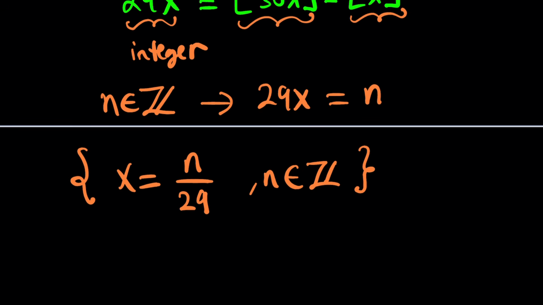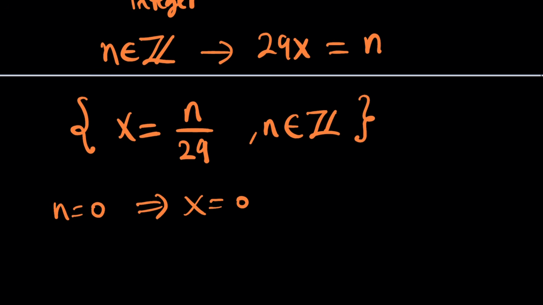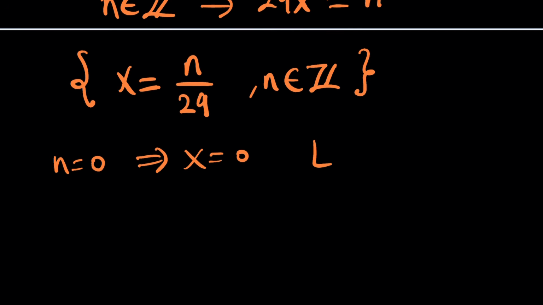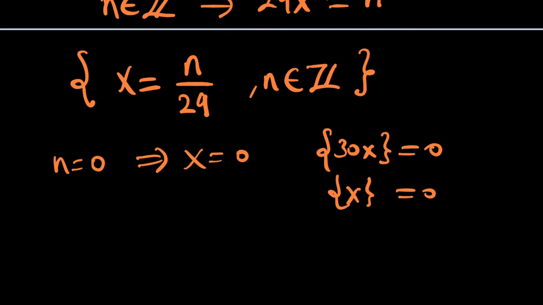What is that supposed to mean? For example, if n is 0, then x is 0. Does that work? Absolutely. Take a look at this. We have the fractional part of 30x and the fractional part of x, but they're both equal to 0, because in this case x, and of course 30x as well, happens to be an integer. So yes, they're equal for n equals 0.